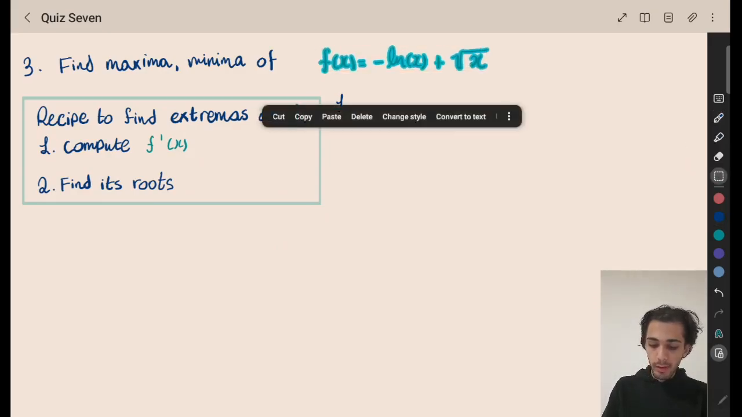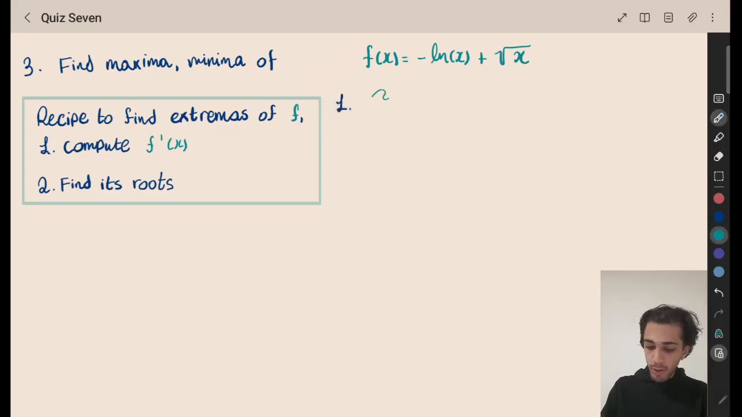So if this is f of x, then f prime of x is equal to minus, well, the derivative of ln of x is 1 over x, and the derivative of square root of x, well, square root of x is just x to the half, so I can apply the power rule, then I'll get half times x to the half minus 1, so minus half. Or I could just simply write this as 1 over 2 square root of x.